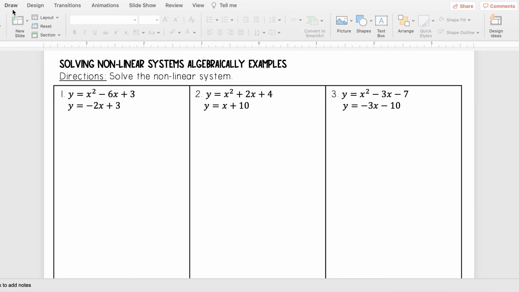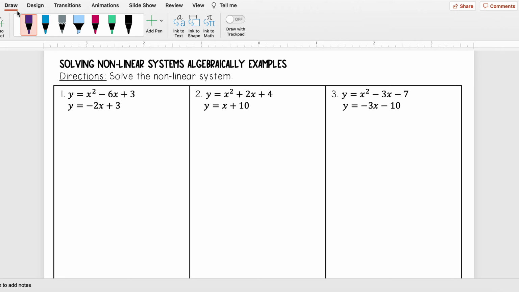Now for this video, we're going to be looking at solving these nonlinear systems algebraically. And so we're going to do that through substitution. So I see here that I have y equals x squared minus 6x plus 3, and I have y equals negative 2x plus 3. And so I see that they're both equal to y. And so since they're both equal to y, I can actually set these equal to each other. And so I get x squared minus 6x plus 3 is equal to negative 2x plus 3.